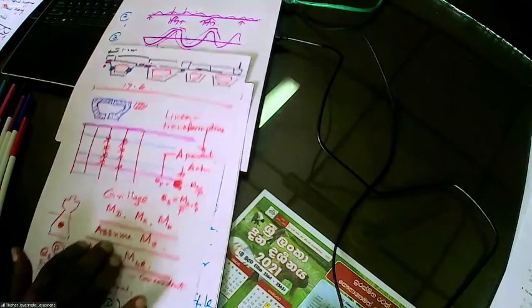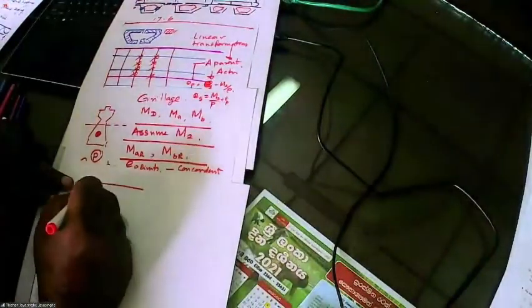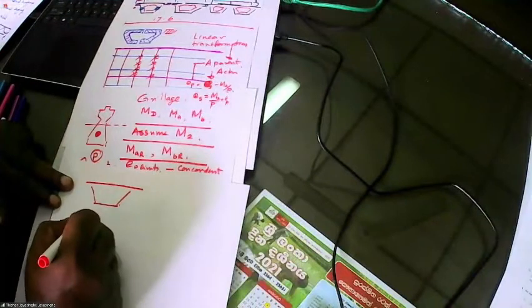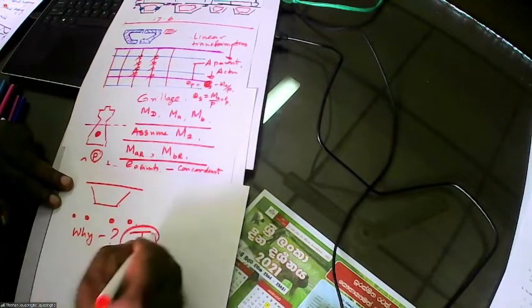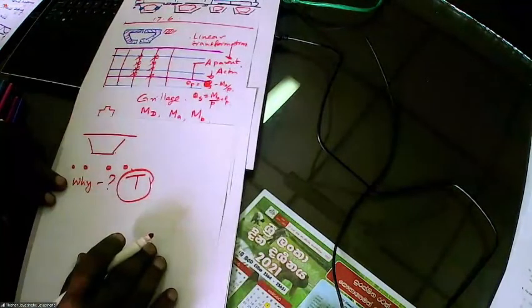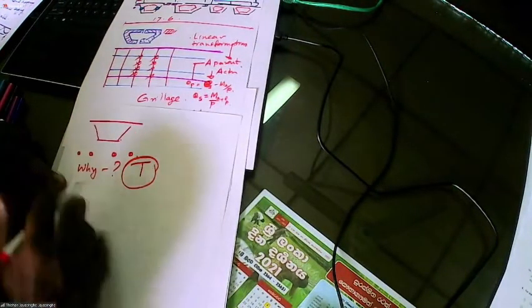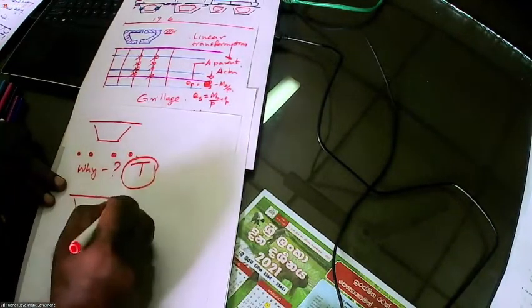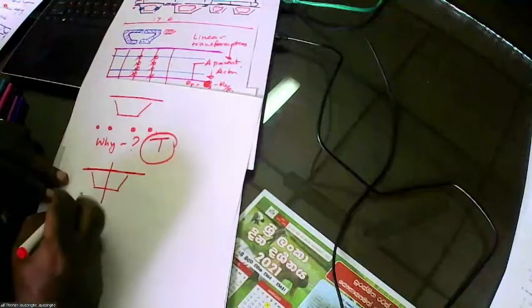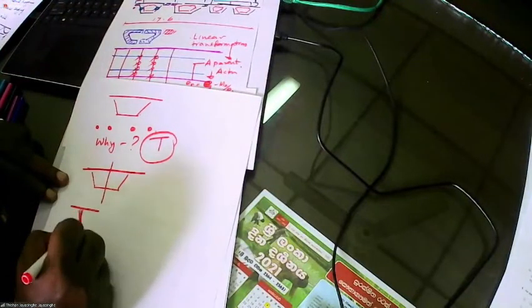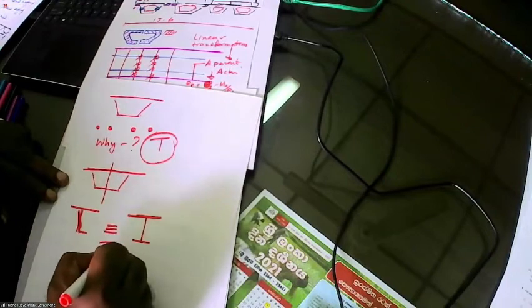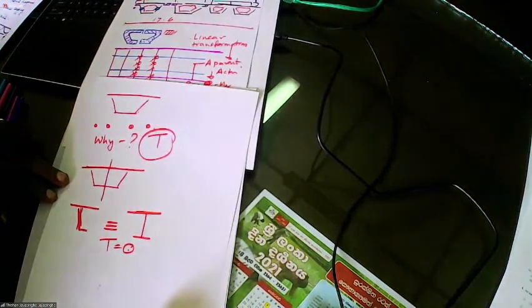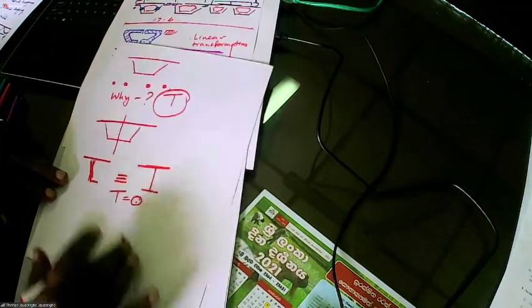So then you have to ask this question: why are we breaking the beam into so many beams? We have one beam and we are breaking it into four beams. Why? Because we are interested in finding the torsional moment. But when you are finding the profile, you can analyze this beam as one, and it is equivalent to this when T is 0. We are not interested in torsion when you are finding the profile. So because of that reason, we select the beam like this.